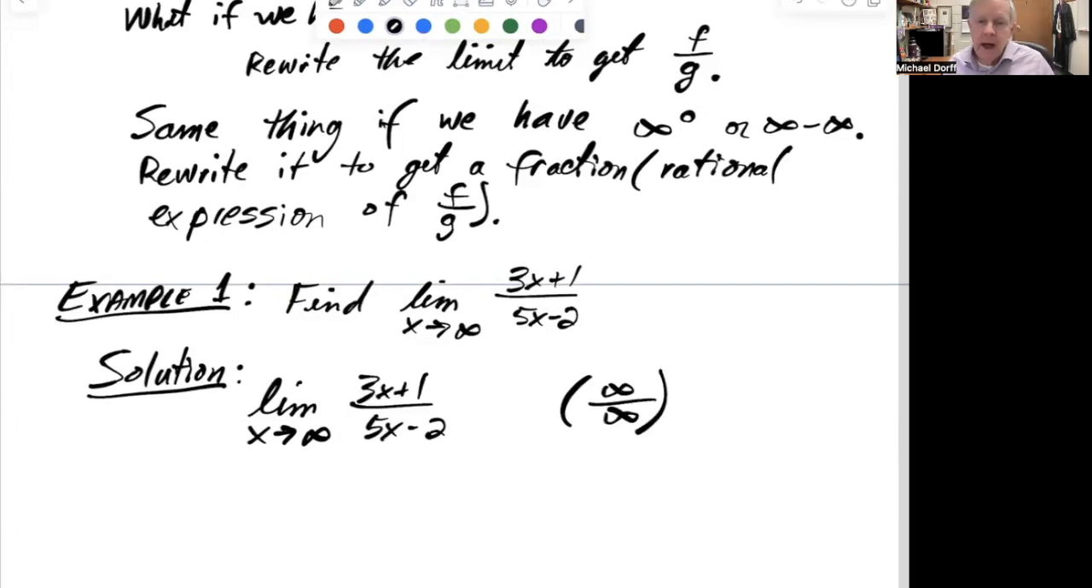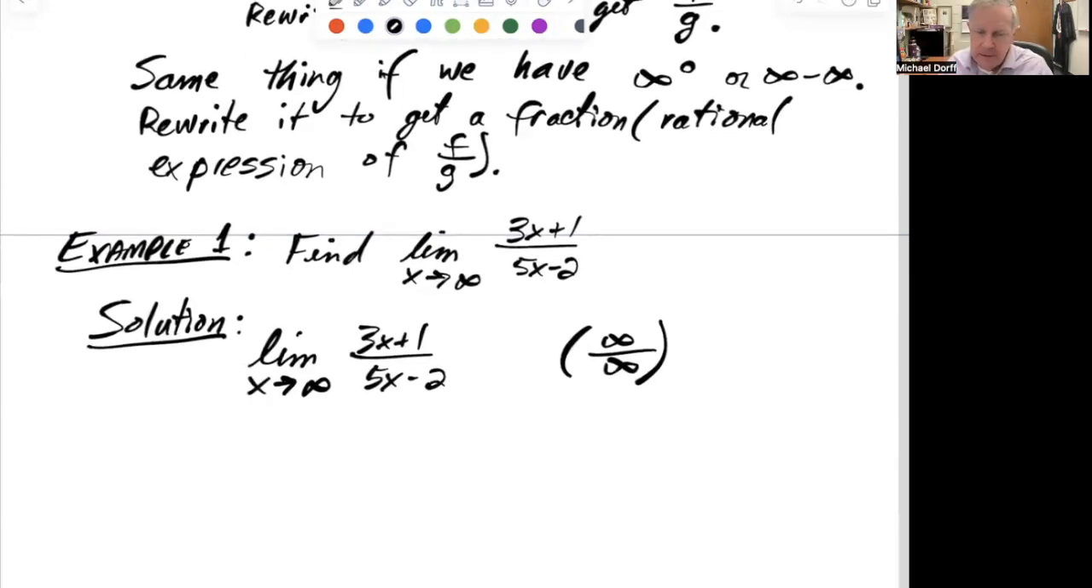Now, notice, I don't usually like to write that this limit equals infinity over infinity. So I will just put a parenthesis here and write down infinity over infinity in the parentheses, instead of saying it's equal to it. I think that's more precise, and it's a better way to write this. Okay, it's part of my preference.